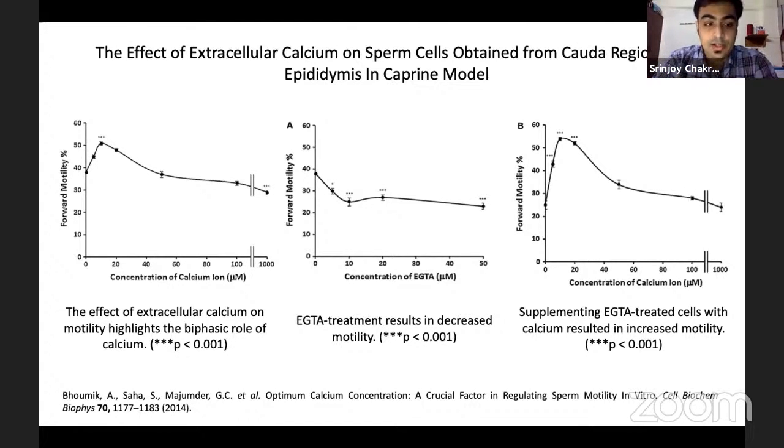essential. This is a study by Bhomik et al., where they saw that at about 10 micromoles, the forward motility of the sperm cells was optimal. Whereas as you increase the calcium concentration, the number of motile cells decreases. Also, it was observed that even treatment with EGTA showed similar results. This is actually a very important paradox.